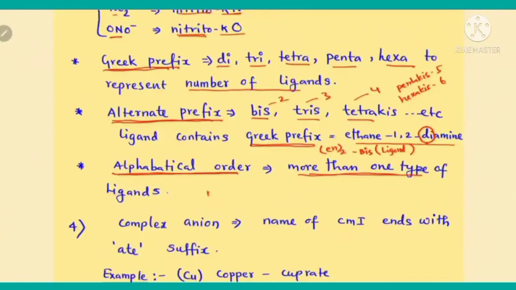For example, in a single complex, you have ligands like NH3, H2O, and CN minus. NH3 ligand is called amine, H2O ligand is aqua, and CN minus ligand is called cyanido, isn't it? But while naming the complex, we have to follow alphabetical order, so the amine ligand is named first, followed by the aqua ligand, and then we go for the cyanido ligand. That is another rule. We have to follow alphabetical order when there is more than one type of ligand in a complex.